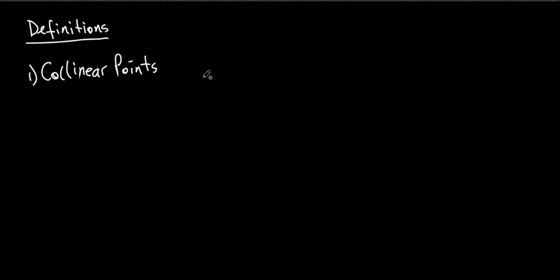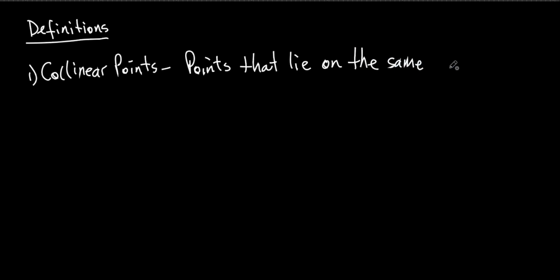And we will write this definition down. So they are points that lie on the same line. I'm reading it. Just listen to me. If you can't read my writing, I understand, because I don't write that well. But I am reading it to you. Collinear points are points that lie on the same line.